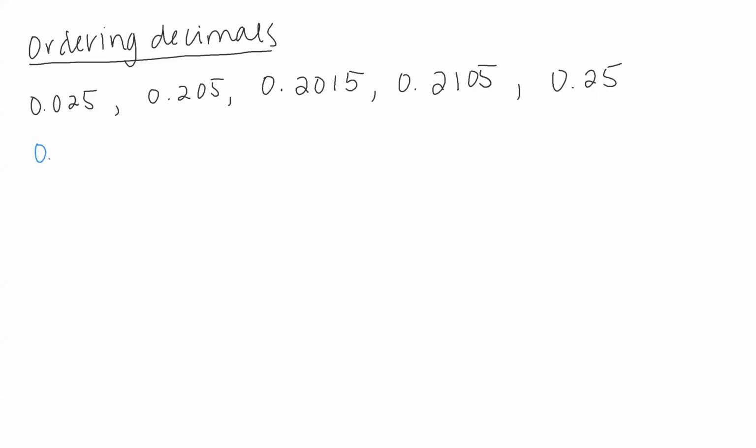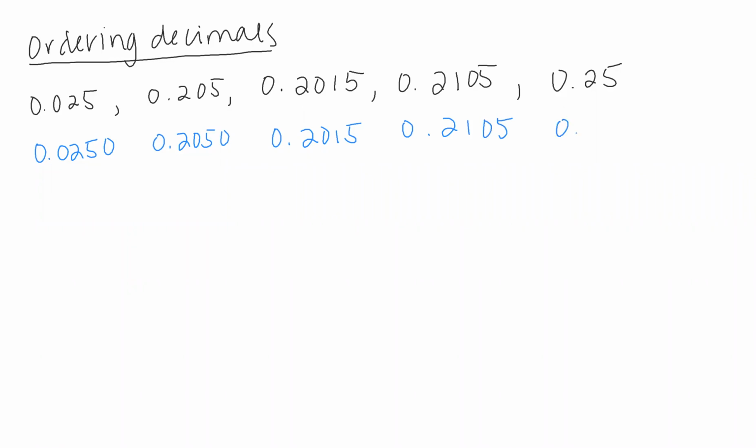So I'm going to write this as 0.0250, 0.2050, 0.2015 already has 4 decimals. Since the largest number of decimal places in one number was 4, that's what I'm going to go for. 0.2100, hold on, let me fix that.